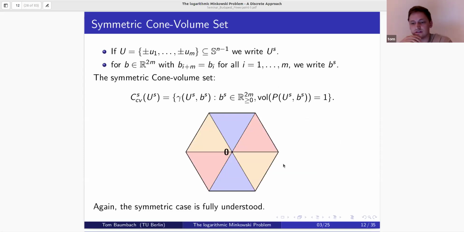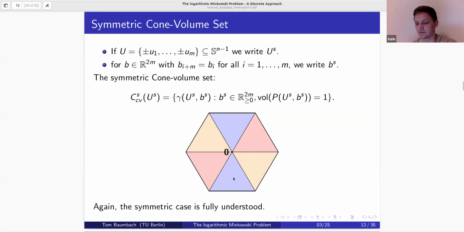Again, I just wanted to quickly mention the symmetric case. So if we have a set U which has outer unit normals in pairs plus minus everywhere, then we write U_S, and we call it the symmetric case. And for a right-hand side b, we write b_i^+, if b_i^+ = b_i^-, then we also write b_S, and then we can consider the symmetric cone volume set. So we now have a symmetric matrix, we have a symmetric right-hand side, and again, we consider only polytopes with volume equal to 1.